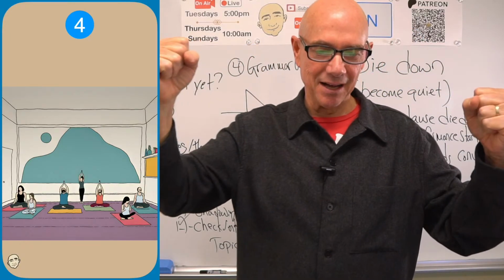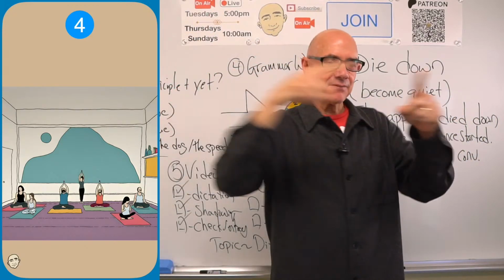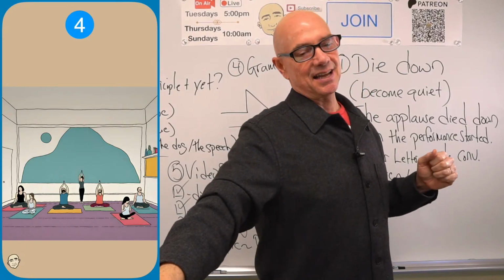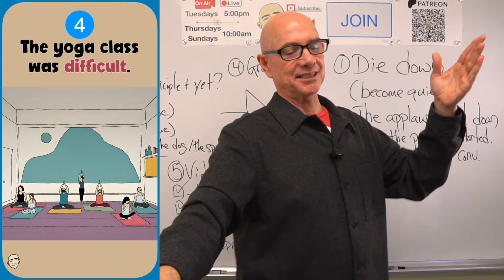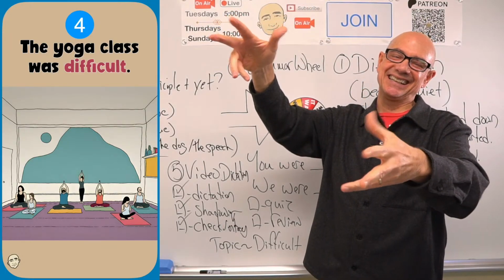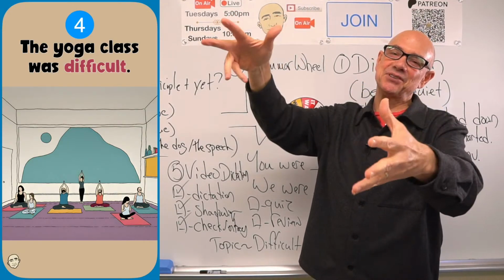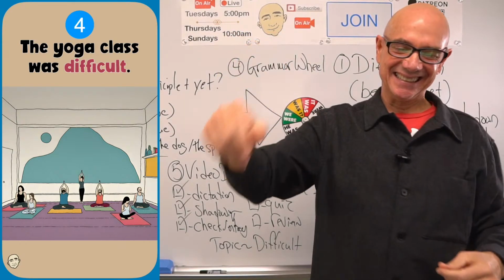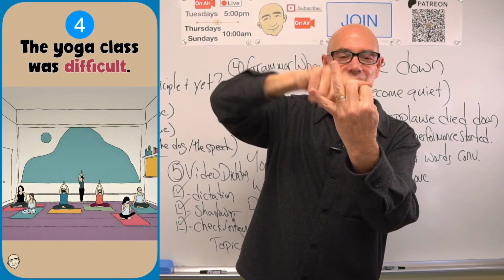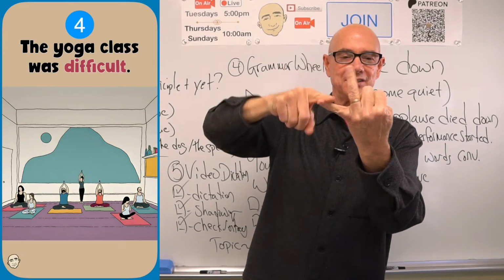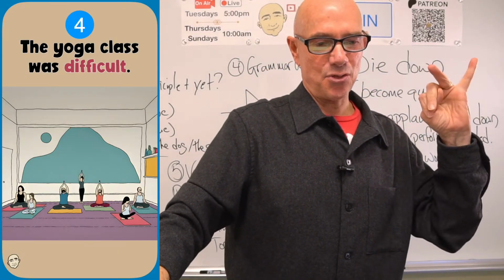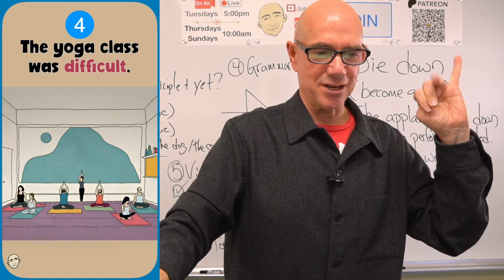Lamb, Iman. Okay, let's have a look. There it is over there. Okay, here we go. And the sentence is, the yoga class was difficult. Okay, here we go. So 1, 2 are done. We got 2 more left. Here's the third one now.